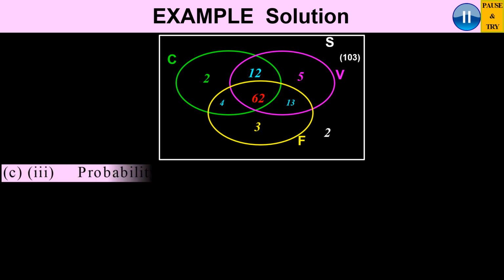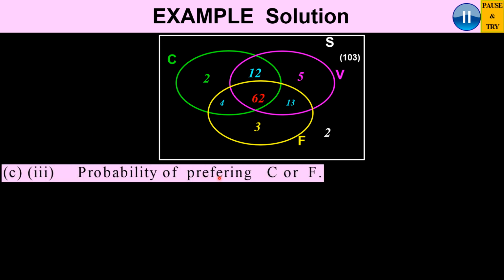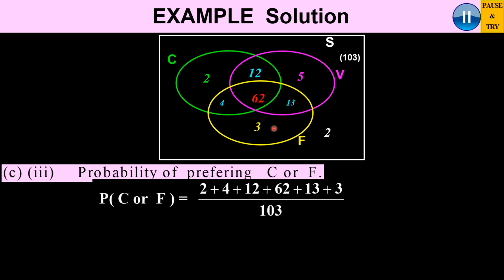Now let's look at the third question here. Determine the probability of eating chicken or fish. Chicken or fish would be those there: the 6, the 2, the 12, the 4, the 62, the 13, and the 3. And we find the sum of that. So it is 2 plus 4 plus 12 plus 62 plus 13 plus 3. That total is going to be 96.